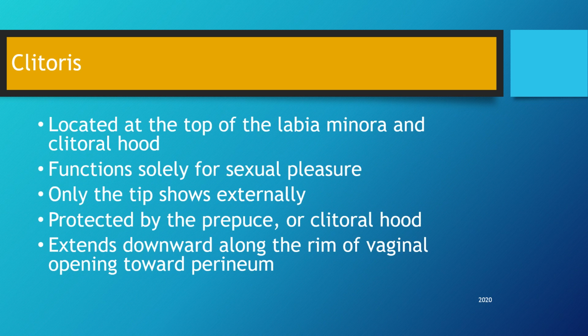The clitoris, visible as a small white oval between the top of the labia minora and the clitoral hood, is a small body of spongy tissue that functions solely for sexual pleasure. Only the tip or glans of the clitoris shows externally, but the organ itself is elongated and branched into two forks, which extend downward along the rim of the vaginal opening toward the perineum. The clitoral glans, or external tip of the clitoris, is protected by the clitoral hood, a covering of tissue similar to the foreskin of the male penis.